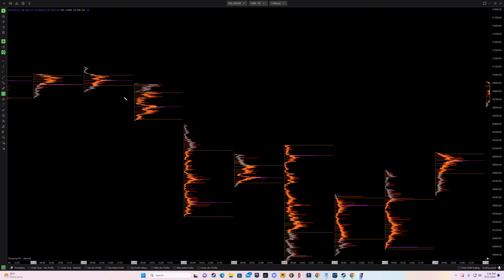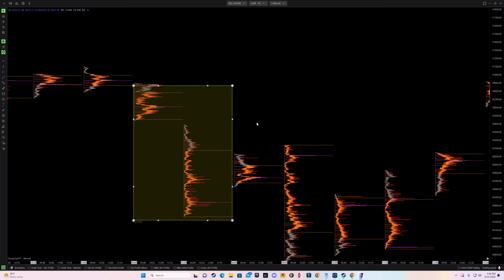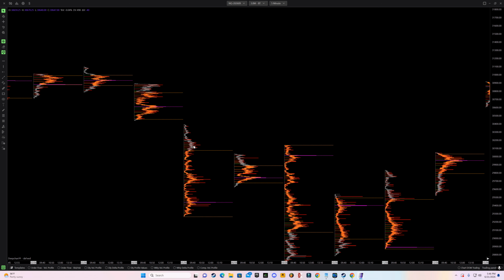So look at these 2 days here. These 2 days, right? We went lower. The point of control is lower than this. And then on the next day, we stayed within the balance. So we stayed within the value area high and value area low.